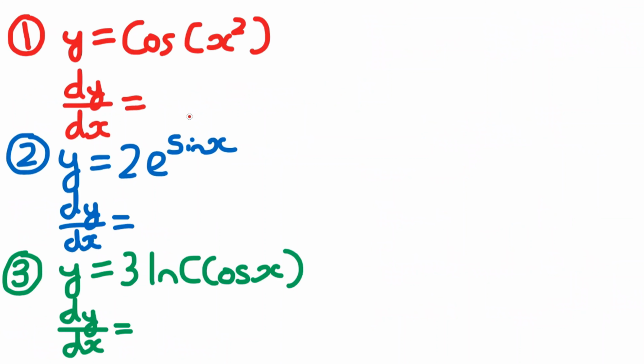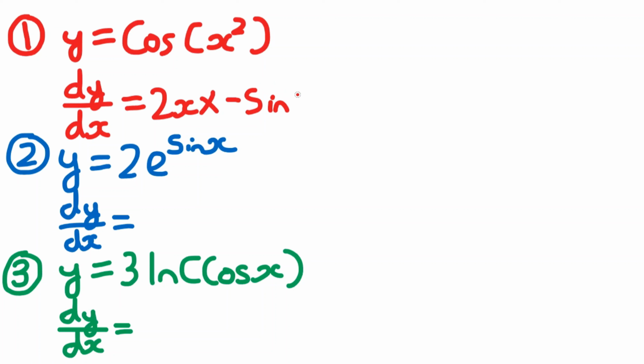So here's some more examples of when we need to differentiate using the chain rule. For the first one, cos of x squared, the inner function is this x squared and the outer function is this cos here. So therefore dy over dx is going to be the inner function differentiated, which is x squared differentiated, which is 2x, multiplied by the outer function differentiated, which is cos differentiated, which is equal to minus sin.